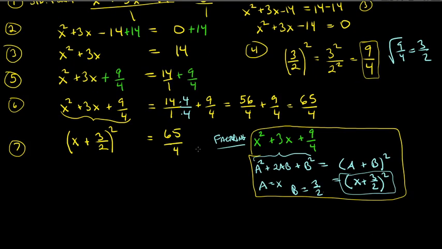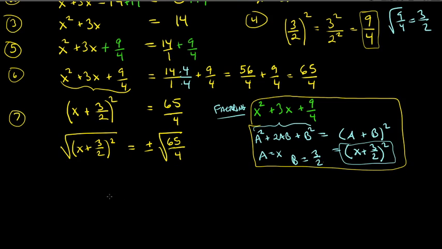Step 7 is to get rid of the square, so we just take the square root, and that undoes the square. Takes out the power of 2 here, right? Okay, and do the same thing on the right. Don't forget the plus or minus. All over 4, right? And so on the left side, remember the square root cancels the square, so you just end up with x plus 3 over 2.